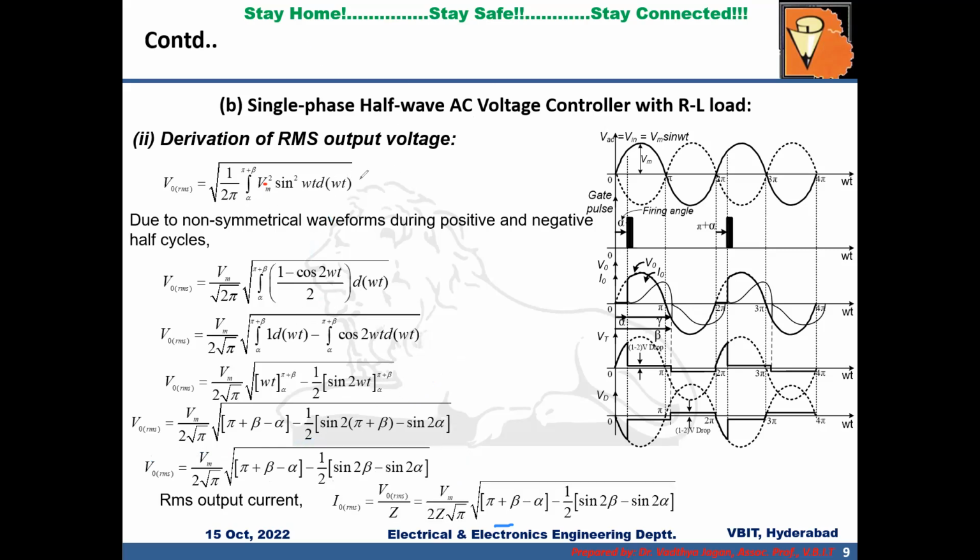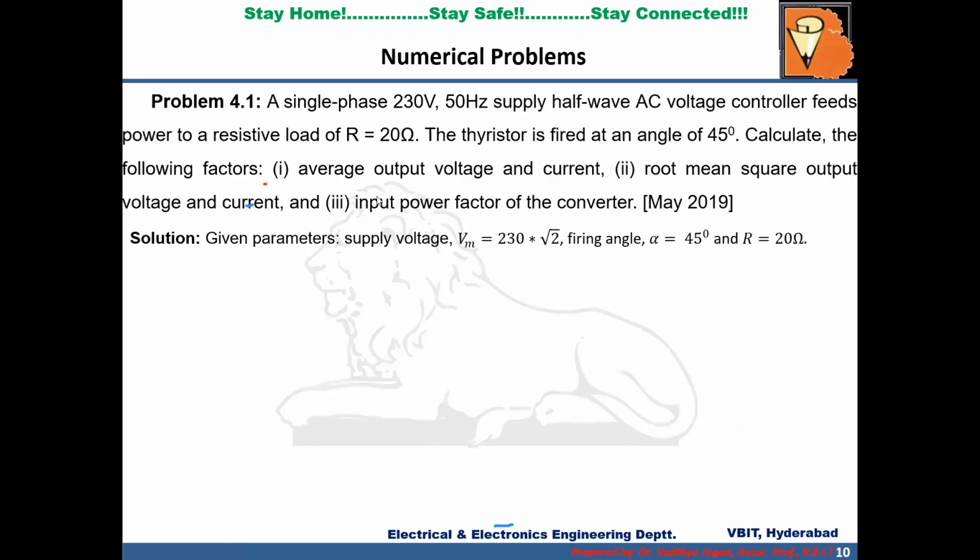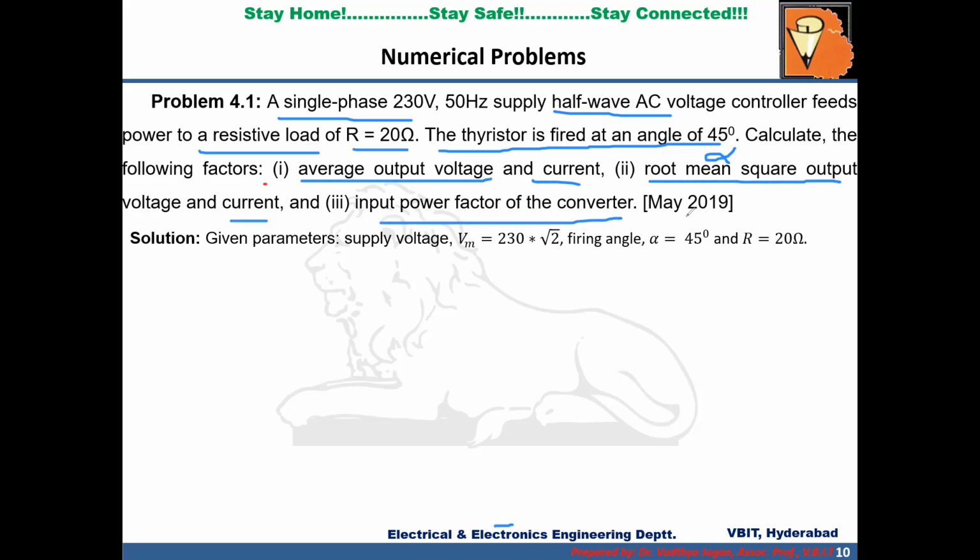You can also calculate the RMS output current, which is V naught RMS by Z, and this is the expression for the RMS output current, right? So now we'll go for one simple problem. A single phase 230 volts, 50 Hz half-wave AC voltage controller feeds power to a resistive load of 20 ohms, and the thyristor is fired at an angle of 45 degrees. So alpha is 45 degrees. Calculate the average output voltage and current, RMS output voltage and current, and input power factor of the converter. This was asked in the external exam in May 2019.